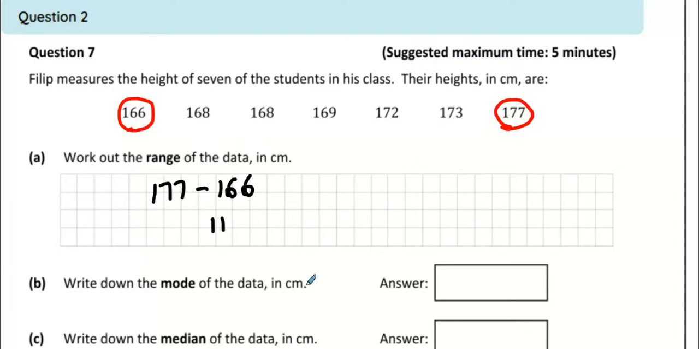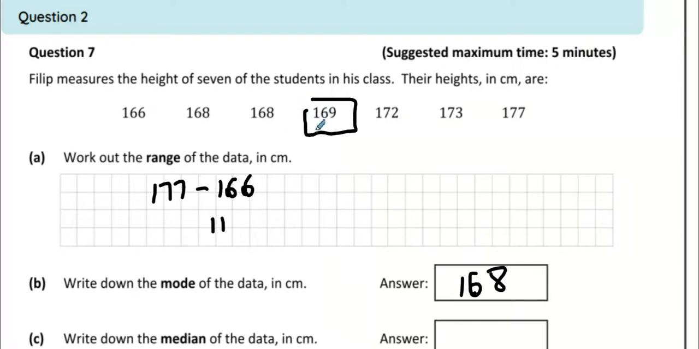Now, lads, the mode of the data is the most common one. So what's that? 168, isn't it? All right, lads. Median is the middle one. How many people are there this time? 7. So it's going to be 169. Is that right? Lads, 169. The middle number is the median.